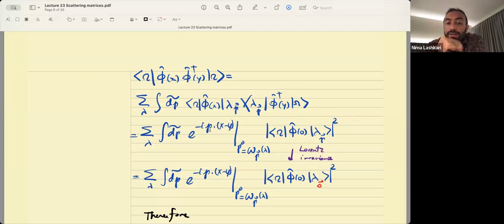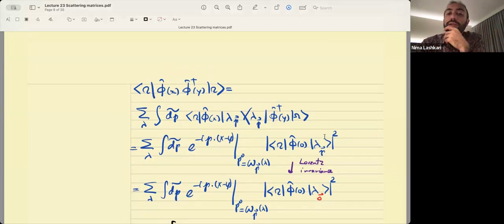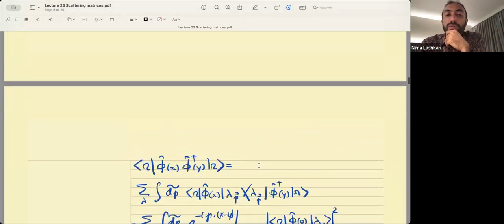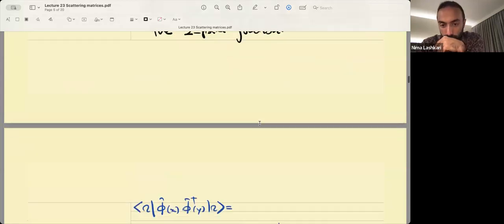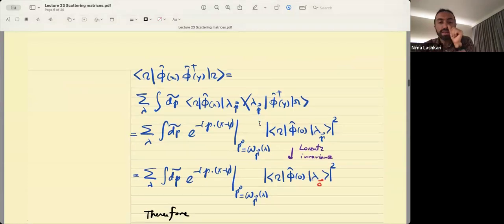And of course, this p has to be on shell because these states lambda p are on shell, right? These have a fixed mass, and the relation between momentum and energy is basically omega of p mu, right? This is the relation between their mass and momentum, right? Is that clear?